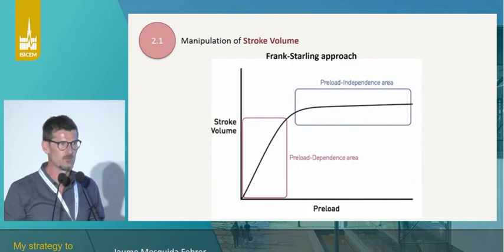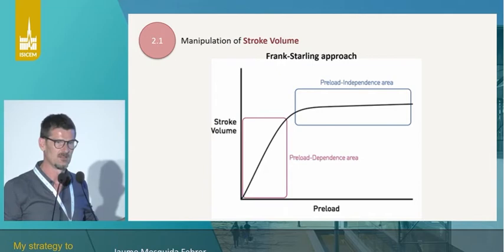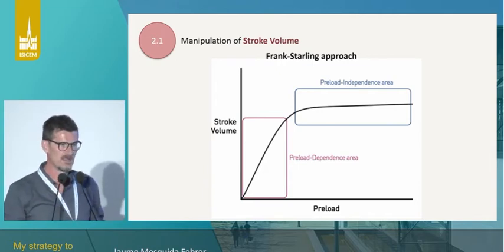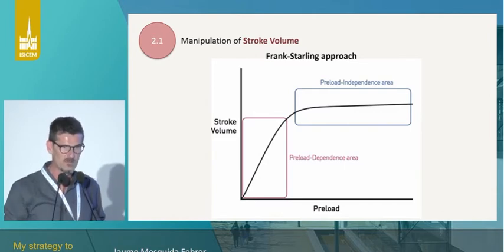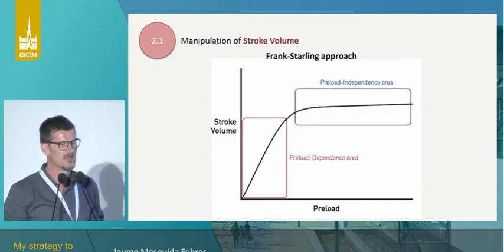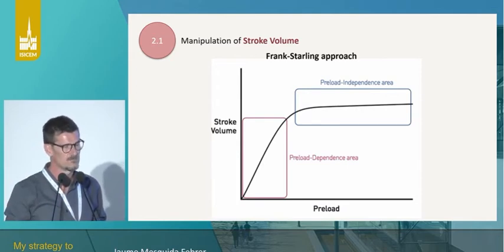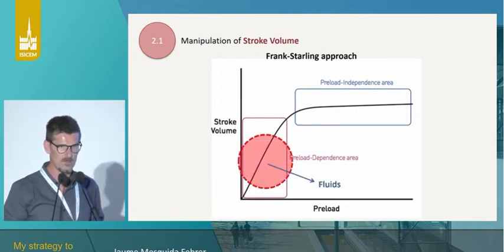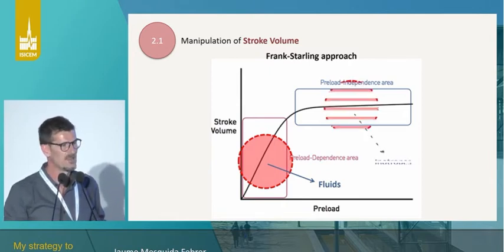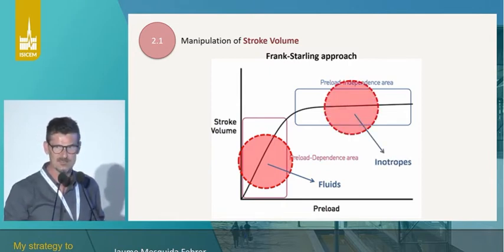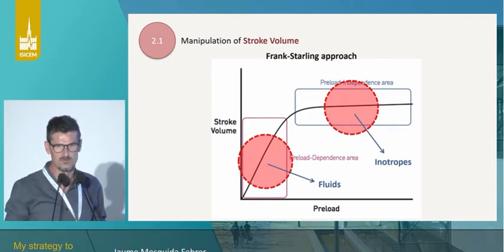Today, the approach we are using to manipulate the stroke volume, and I think that was two talks previous to this one, is a Frank-Starling approach. That means we have a preload-dependent area, a fluid-responsive area of cardiovascular function, and we will give fluids if the patient is there. And we have a preload-independent zone where the patient would not respond to fluids, so with stroke volume, if we want to increase it, we can only change the contractility of the heart. So we will use inotropes.